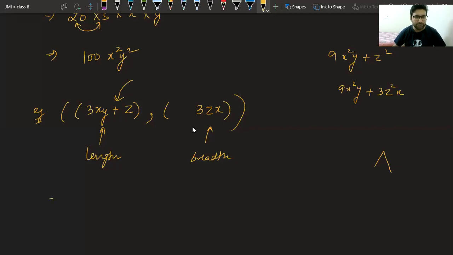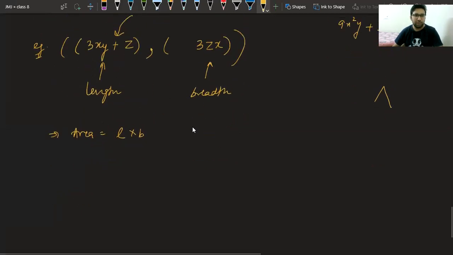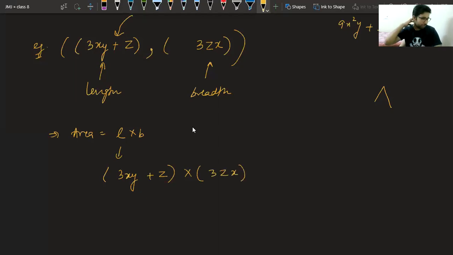We have to find the area. Area is given by length into breadth. So we can write this as length is 3xy plus z multiplied with 3zx. This is the question. Why is there again x? Okay, no, beta. I'm telling you, please see.